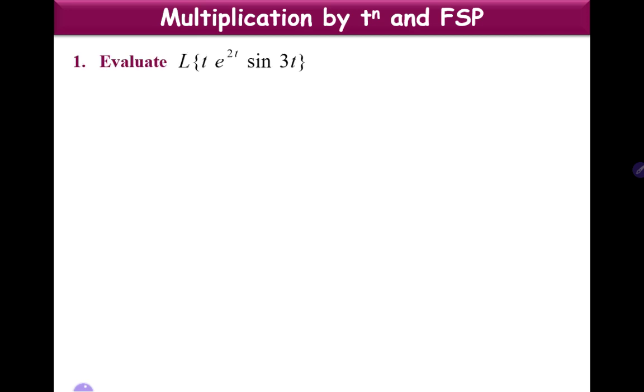Here we are asked to evaluate L of t into e power 2t into sin 3t. If we observe the function, we have three terms: t, e power 2t, sin 3t. So we should get an idea that we should apply two properties here. One is the first shift property because we have e power 2t, and the second one is t times f of t because we have t here.